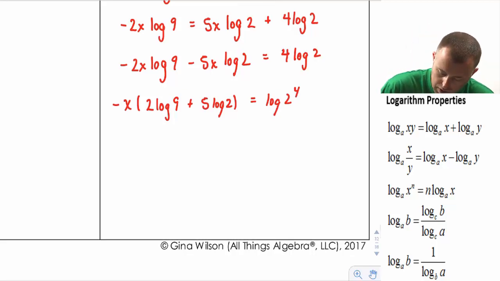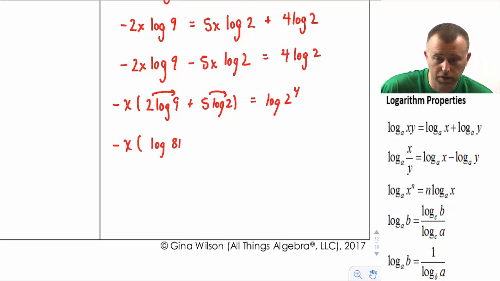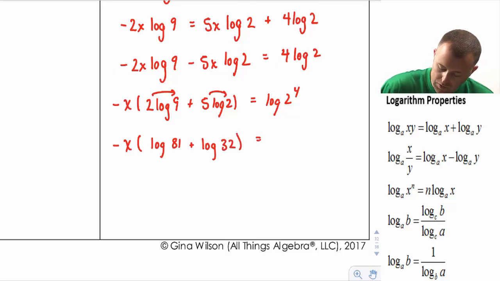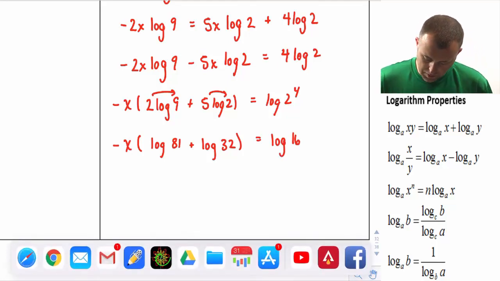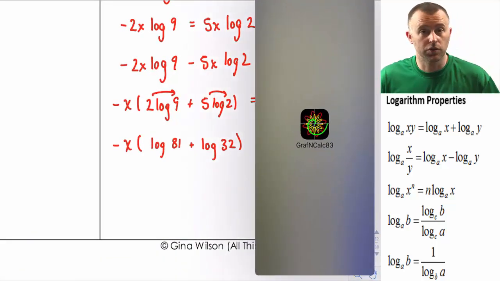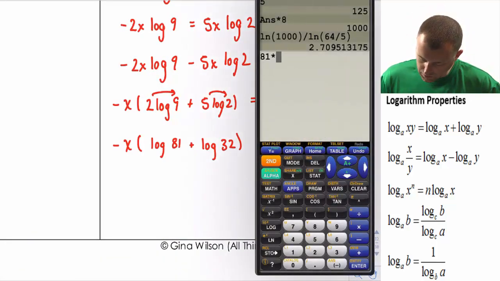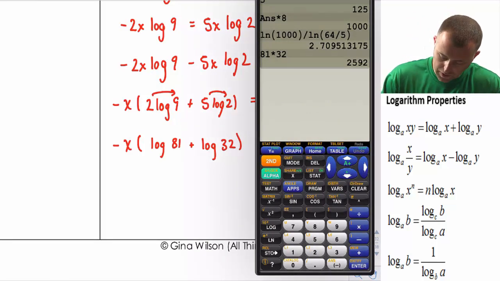So over here, the 2 comes to the top. I'm using some properties now of logs, so that's going to be log of 81, so 9 squared. Over here, that becomes 2 to the 5th, which is 32, so plus log of 32. And then 2 to the 4th, that's going to be 16, so this is log of 16. So before I finish combining these, I do want to make sure I get 81 times 32 correct. So I'm just going to go 81 times 32. When I combine these, that's 2,592.